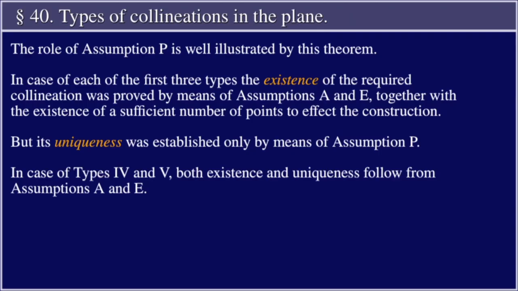The role of assumption P is well illustrated by this theorem. In case of each of these 3 types, the existence of the required collineation was proved by means of assumptions A and E, together with the existence of a sufficient number of points to effect the construction. But its uniqueness was established only by means of assumption P. In case of types 4 and 5, both existence and uniqueness follow from assumptions A and E.